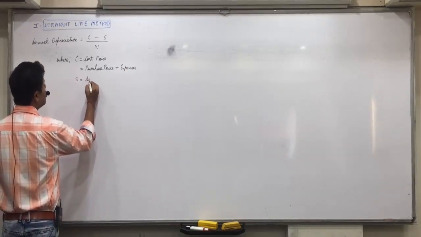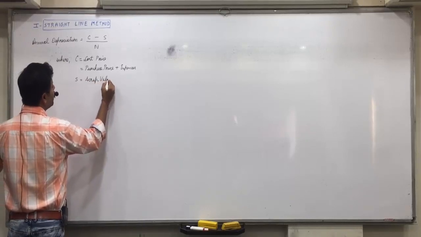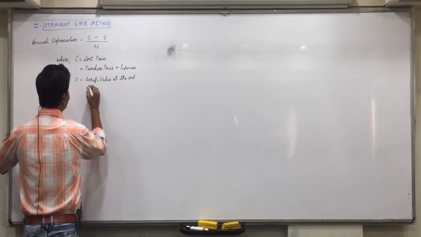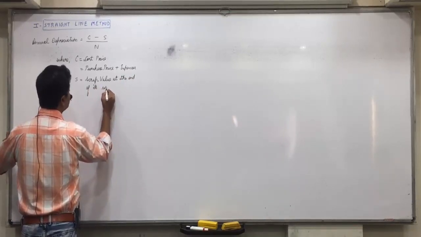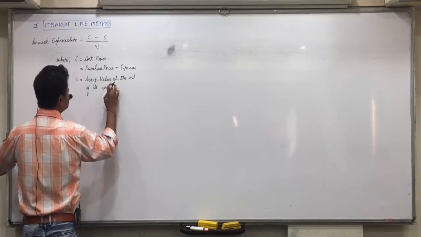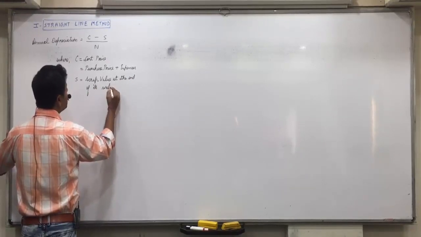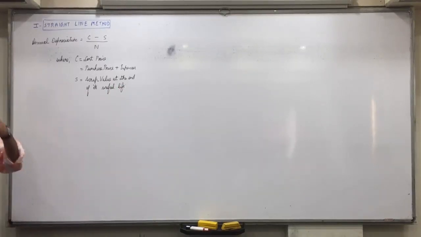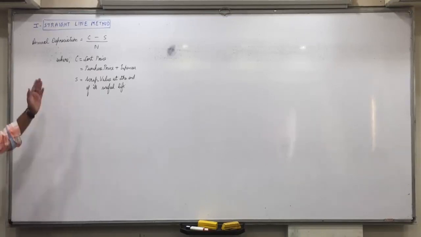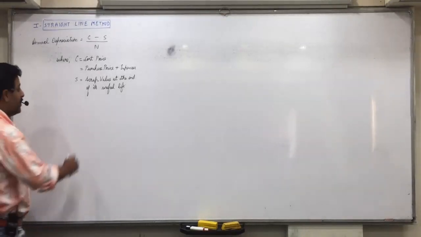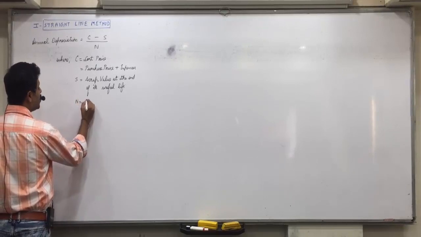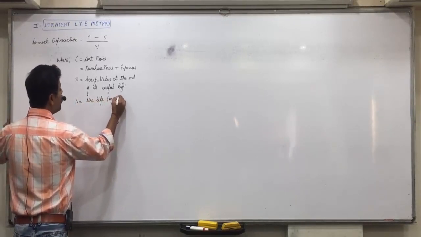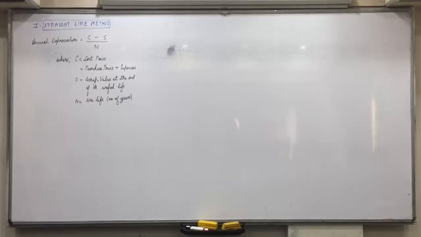S is the scrap value at the end of its useful life. Meaning if you assume that the asset can be used for 5 years, then the scrap value is the value after 5 years, at the end of its useful life. And N is its useful life, which will be in terms of number of years. All of you are clear with this formula?